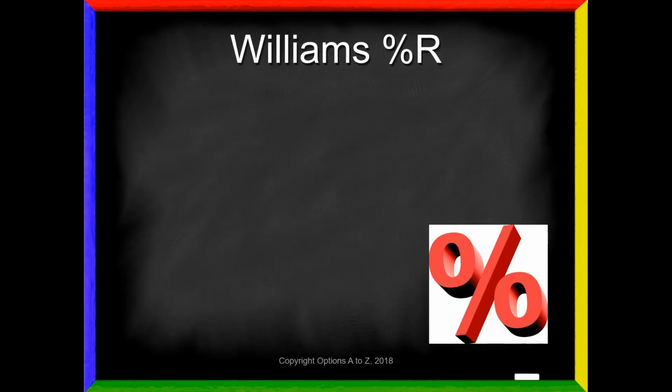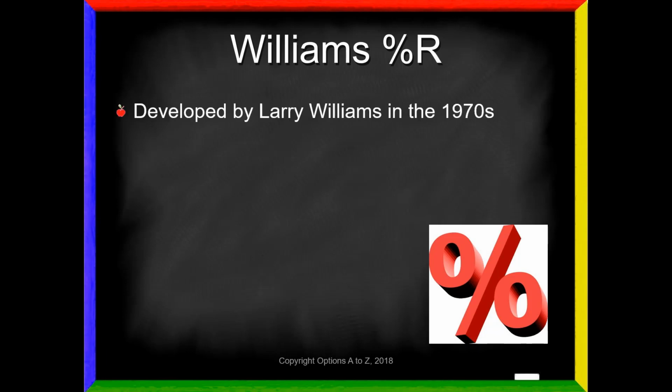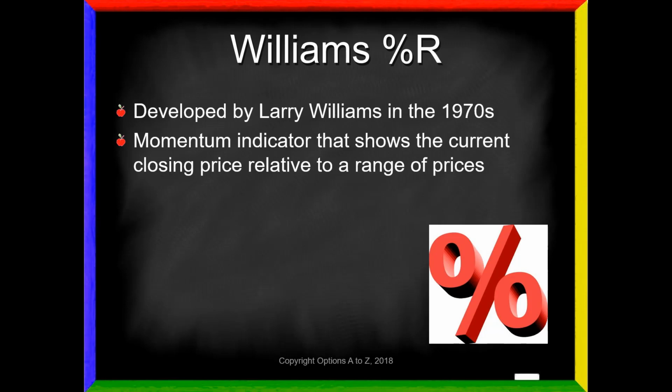Williams percent R, as the name implies, was invented by a person named Williams, and it was developed by Larry Williams in the late 70s. So it came out about 20 years later than the stochastic oscillator, which again, interestingly, even though they are virtually the same exact formula. It is a momentum indicator that shows the current closing price relative to a range of prices. You've seen that exact bullet on the stochastic oscillator. Why? Again, because they're the same. In fact, Williams percent R is the inverse of the stochastic oscillator.